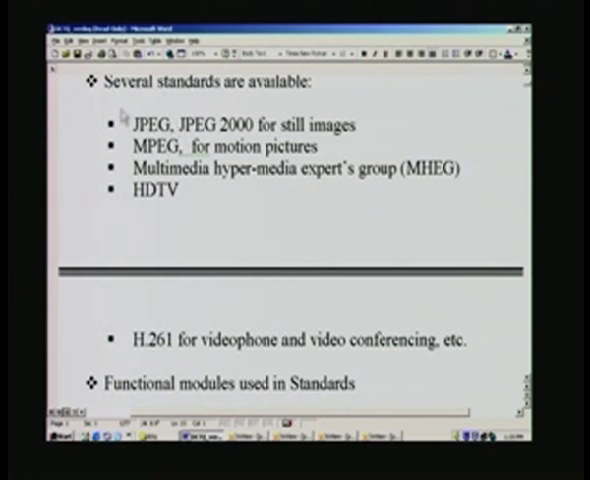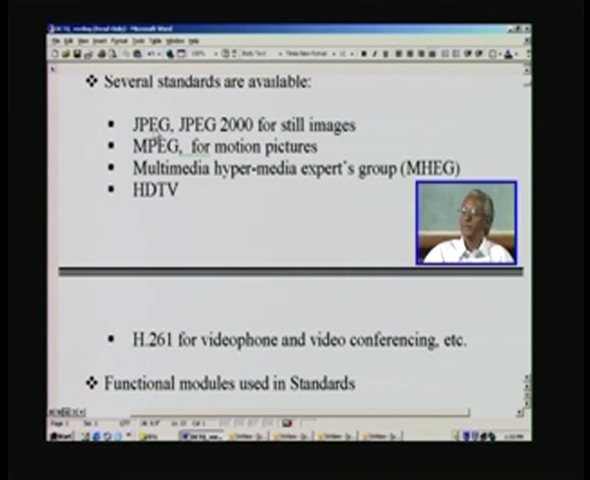For example, JPEG stands for Joint Photographic Experts Group, and this is basically based on what is called the discrete cosine transform, abbreviated as DCT. Transform here means an image is taken and transformed to the frequency domain. Also JPEG 2000: in JPEG 2000, instead of DCT a DWT is used. DWT stands for discrete wavelet transform. This is of more recent origin, and both are for processing still images.